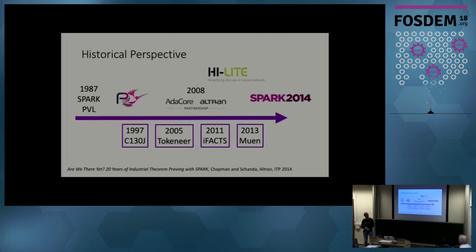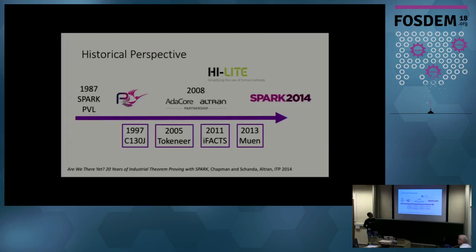So going back to the history of Spark, it started a long time ago, more than 30 years now, in 1987, at a company with a great name, Program Validation Limited. They had this goal of giving warranties on programs that you can run, so that you don't end up with a failure that you haven't foreseen. This company went through various renamings and acquisitions. It was Praxis for a long time. Now it's Altran.